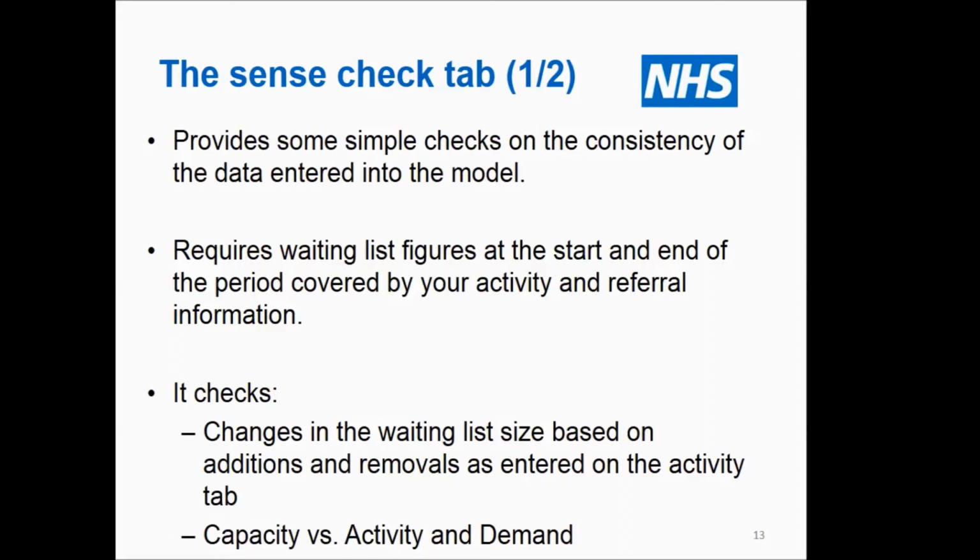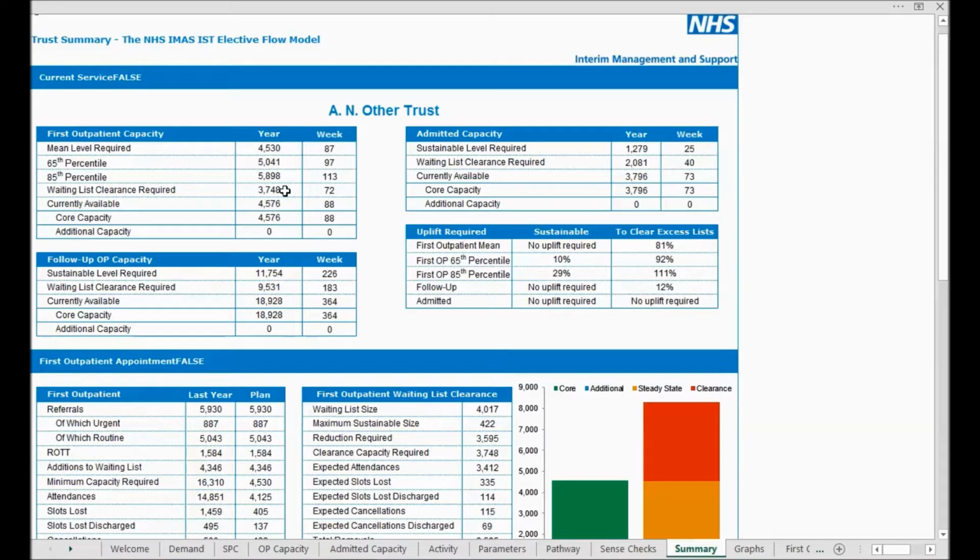I'm going to hand back to Keith now, who's going to go through the Summary tab. The Summary tab is where all of the information entered thus far is brought together. Generally speaking, there are a few cells which can be used to provide a reasonable indication of the balance of demand and capacity: the 65th and 85th percentile of demand and currently available capacity for first outpatients. Ideally, you want your capacity to lie somewhere between the 65th and 85th percentile of demand.